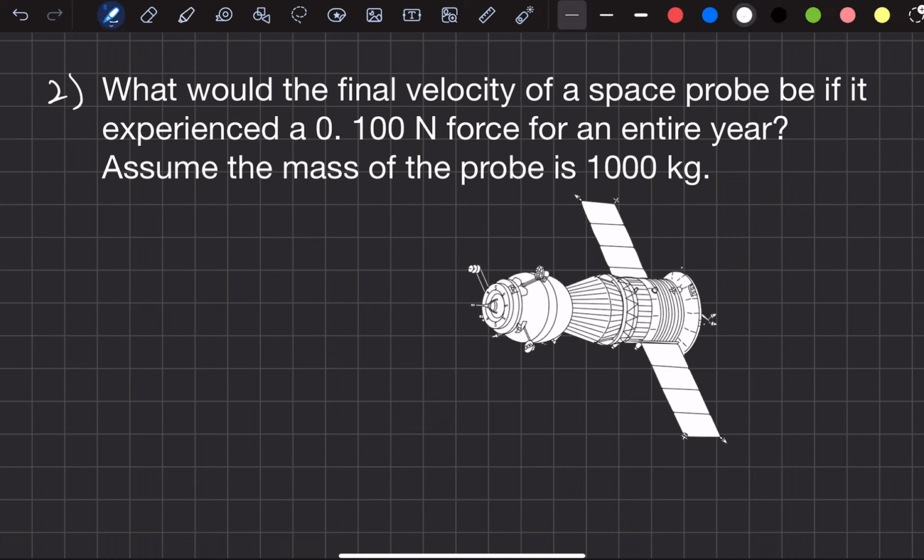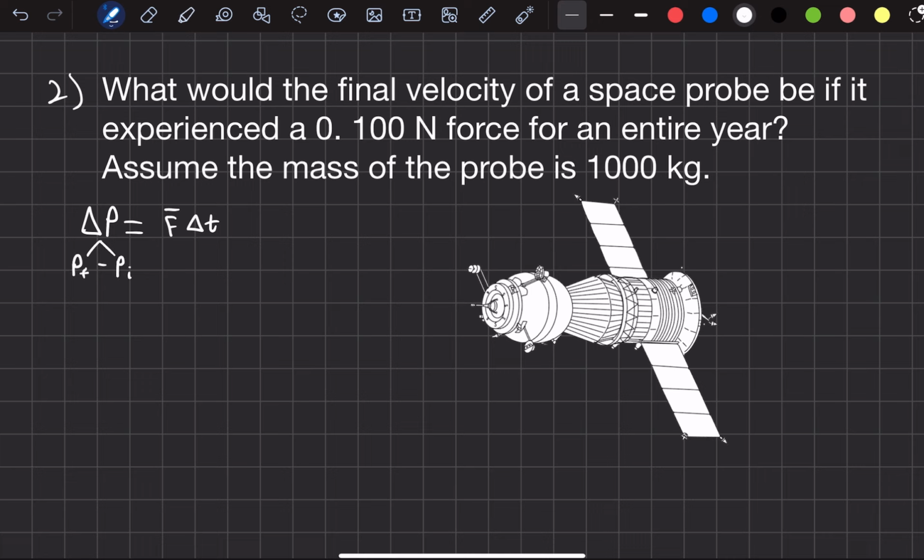We're going to start with the equation for the impulse-momentum theorem. Now what we're going to do is try to figure out what we're solving for. Well, the question asks for the final velocity. So we're looking for final velocity, but I don't see final velocity in this equation. Well, that's because it's inside of the delta p, the change in momentum. Let's write the change in momentum as the final momentum minus the initial momentum.